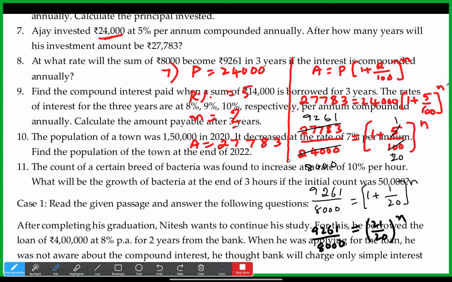Now Vishwa, here exponents and powers we should apply. I can write 9261 by 8000 as 21 by 20 whole cube, Vishwa. Then how to get the idea? On the right side we have 21 by 20, Vishwa. You have to check 20 into 20 into 20 is 8000. Then for the numerator, 21 into 21 into 21, we should multiply in the rough space, and if you are getting 9261, then it is 21 cube.